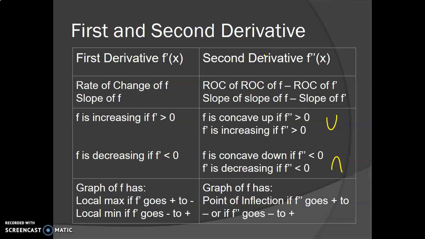A second derivative can also help you find points of inflection. So if f double prime goes from positive to negative, or if it goes from negative to positive, then you'd have a point of inflection. And the function would need to be continuous at that point.